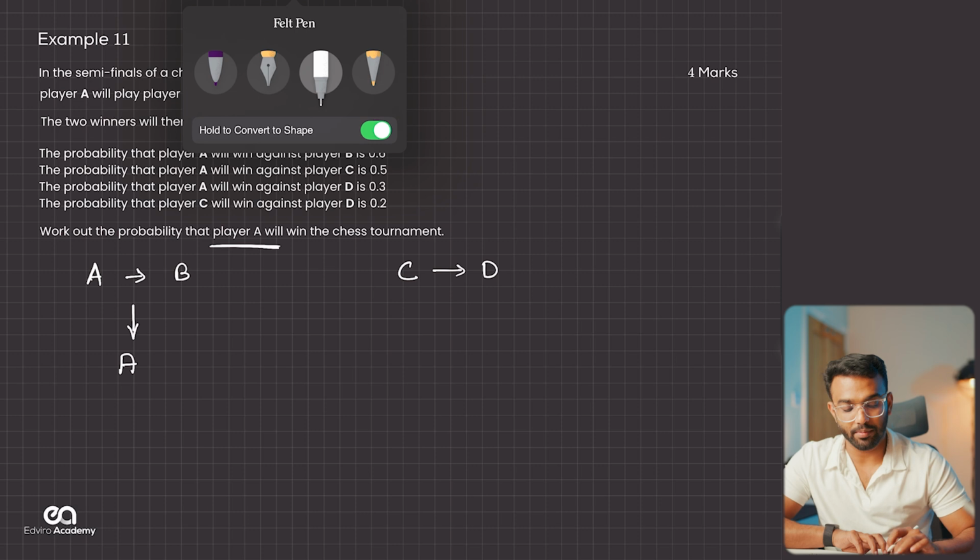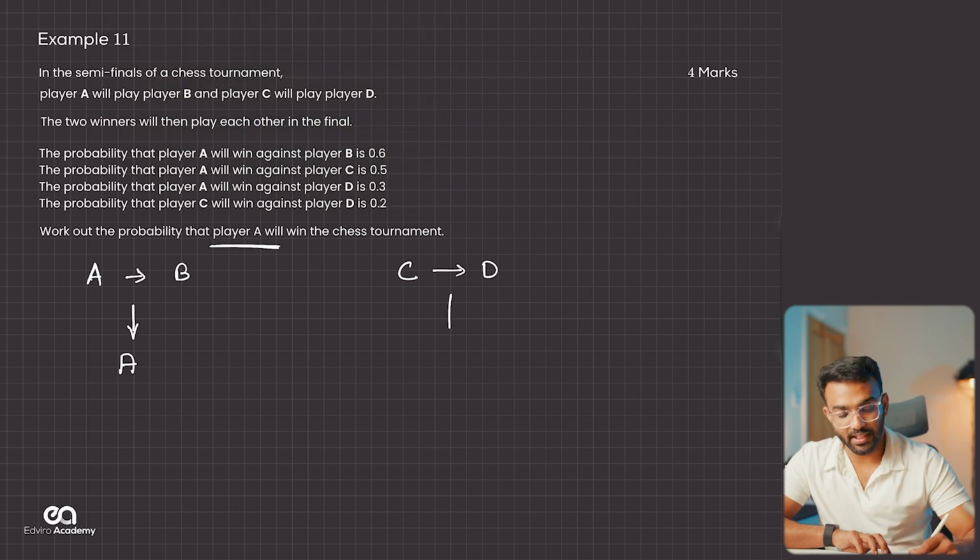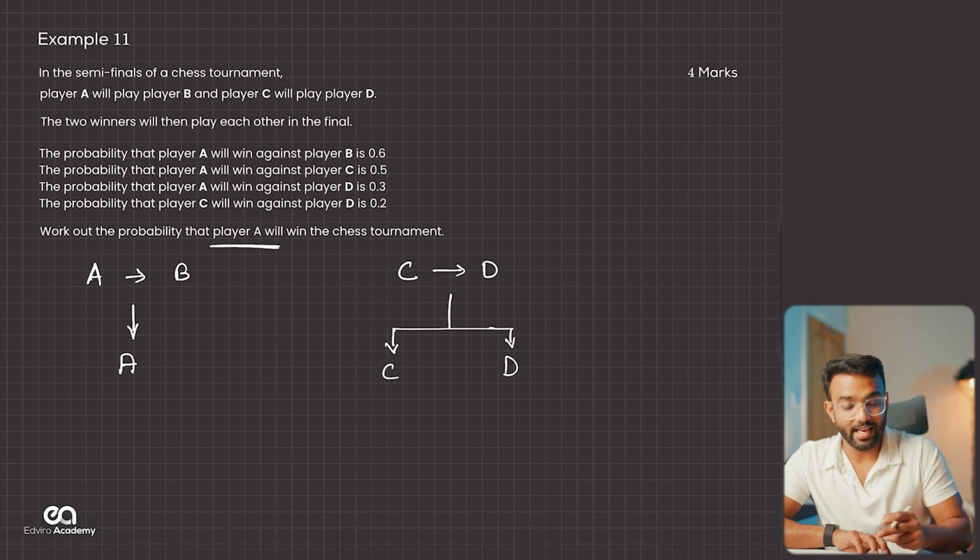So from this, it must be A. But from this, there are 2 options. It could be C or it could be D. And then A will play with C or A will play with D. Okay, so how would that work?